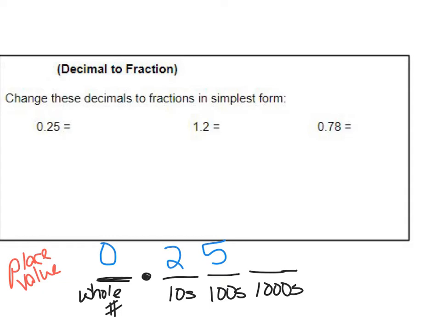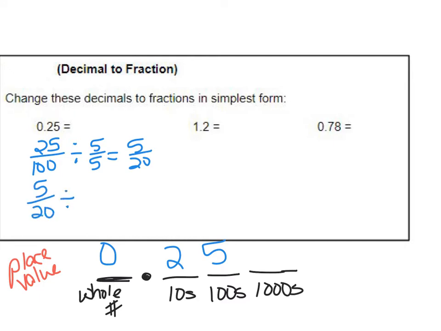So that's 25 hundredths. That means I'm going to put 25 over 100, and then I'm going to simplify it. By simplifying, I mean you find a number that 25 and 100 have in common. So I'm going to divide 25 by 5 and 100 by 5, because they have it in common. 25 divided by 5 is 5, and 100 divided by 5 is 20. Well, I see that I could still simplify 5/20ths, so I'm going to do it again. 5 divided by 5 is 1, and 20 divided by 5 is 4.